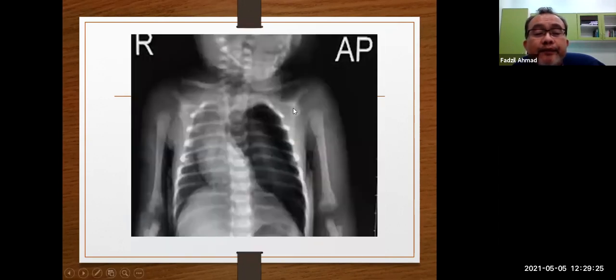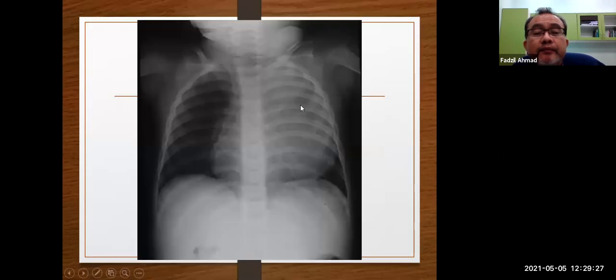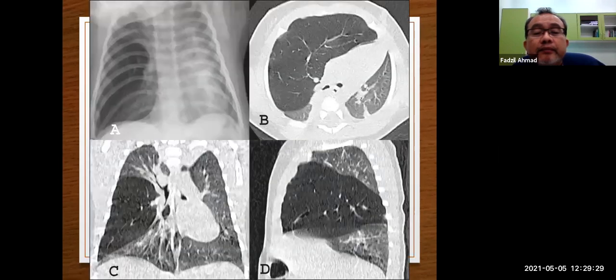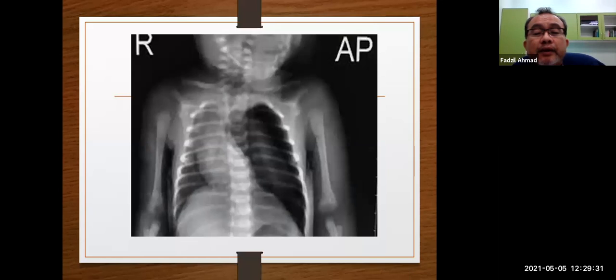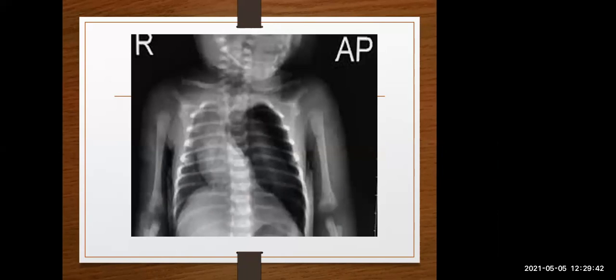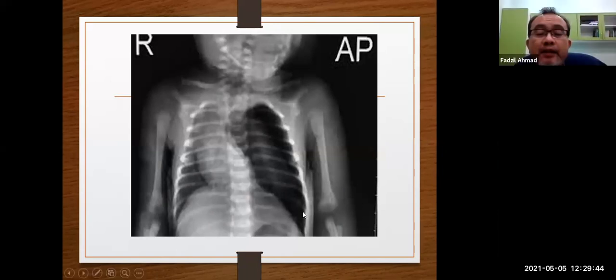And this one, anybody? This X-ray, anybody can figure out what this is? Tension pneumothorax. Yes, this is a pneumothorax. It can happen in a newborn baby. For many reasons, the baby can develop pneumothorax.